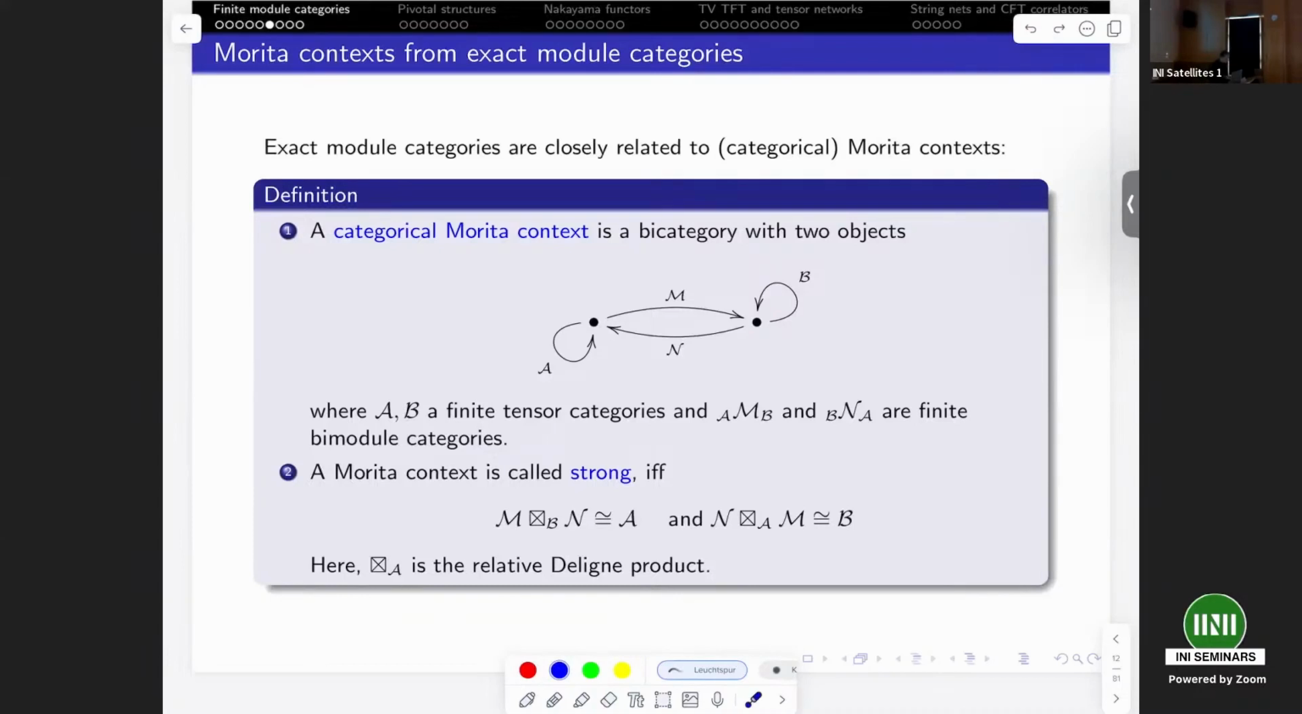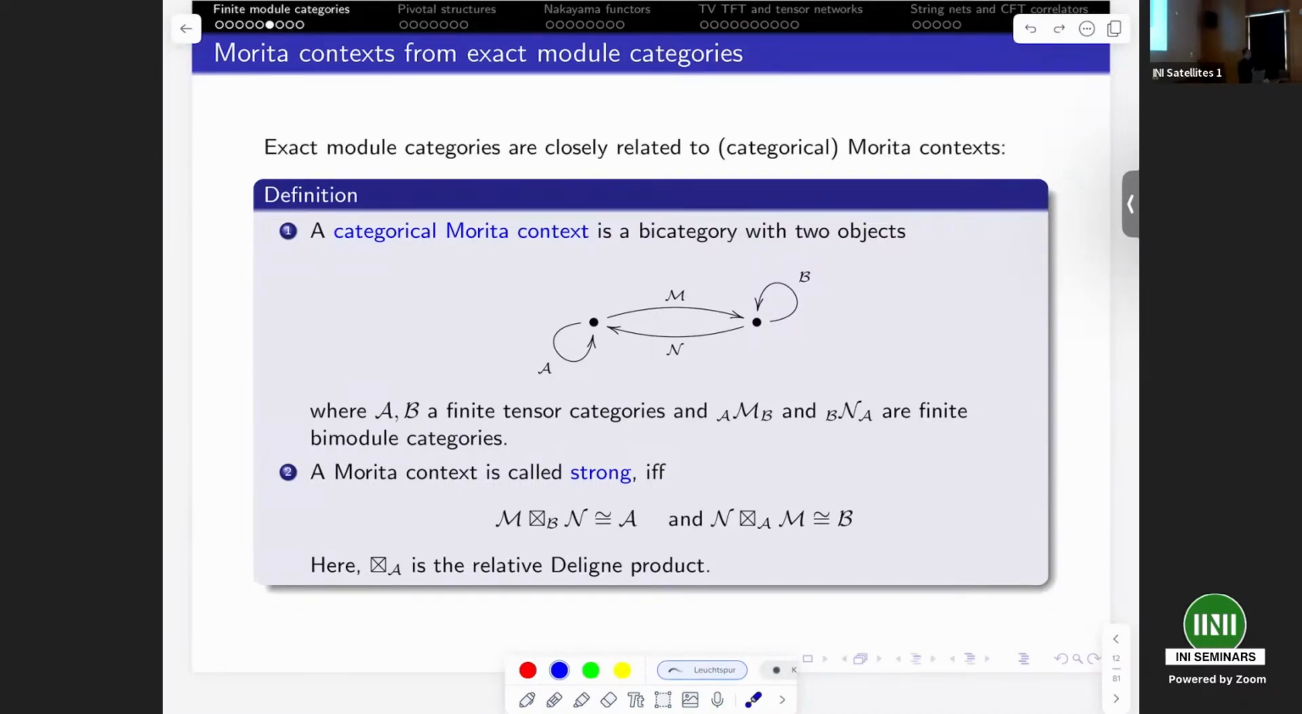The Morita contexts we are interested in, which are sometimes called strong Morita contexts, have the additional condition that the bimodules are invertible in the following sense. If you would have ordinary bimodules, then we would take the tensor product over the algebra. There's something like this for categories. How do you define the tensor product over an algebra? Well, you look at balanced bilinear maps, and then you're looking for something which has a universal property. Here you're doing the same.